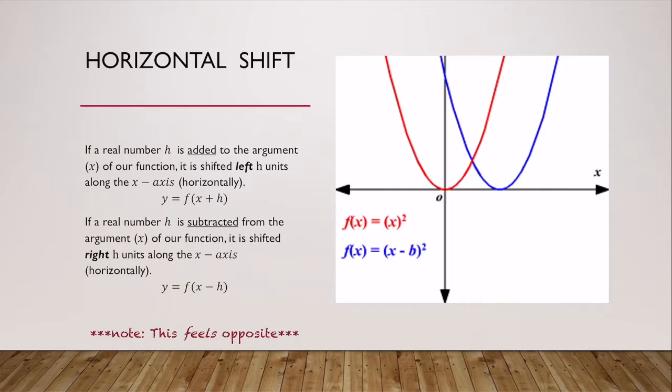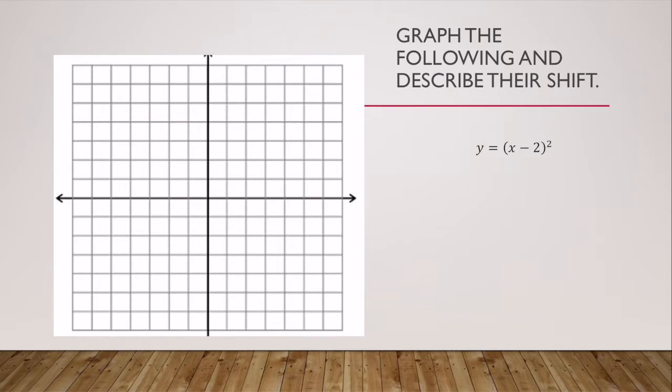So for horizontal shift, if I have a real number h and it is added to the argument x of our function, it's shifted left h units. So y equals f of x plus h. If a real number h is subtracted from our argument, it's actually shifted right, so in the positive direction. Now, it's important to note that I know this feels opposite, but let's look at some examples, and I hope that'll clear things up.